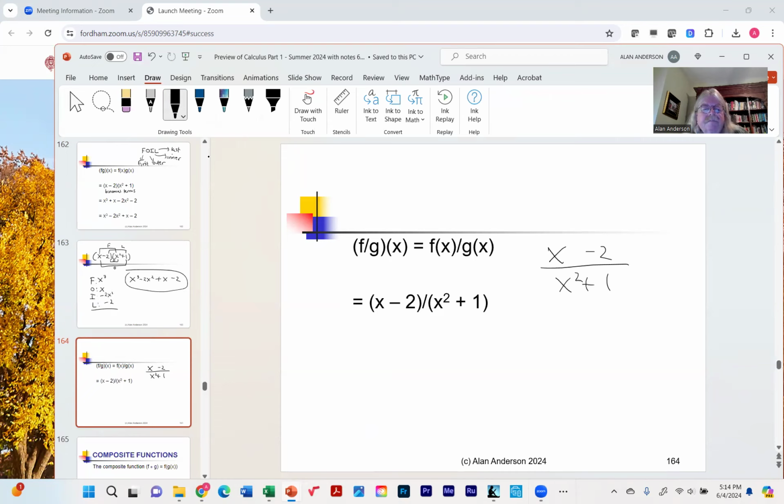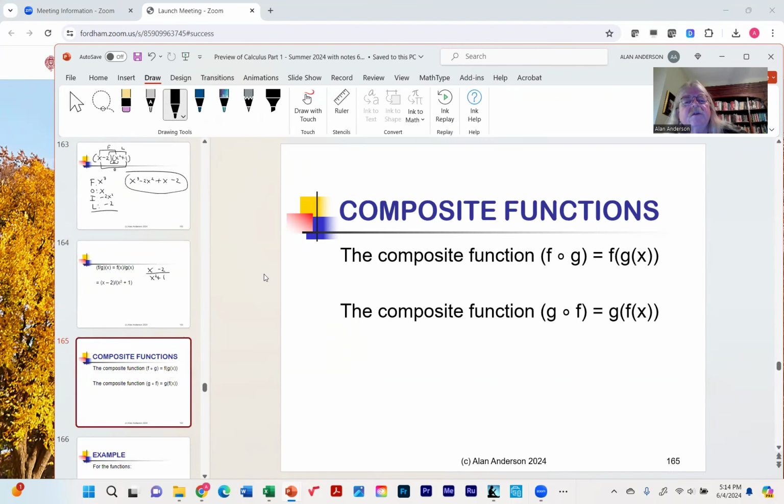Okay, and now here's where it gets interesting. We're going to actually combine functions with each other in a very interesting way. We're going to create what are called composite functions, which means that one function is a function of another function. So these are the two that you've probably seen before. This one is pronounced f of g of x. And this is the shorthand for that. And then you of course have g of f of x. And here's this symbol for that.